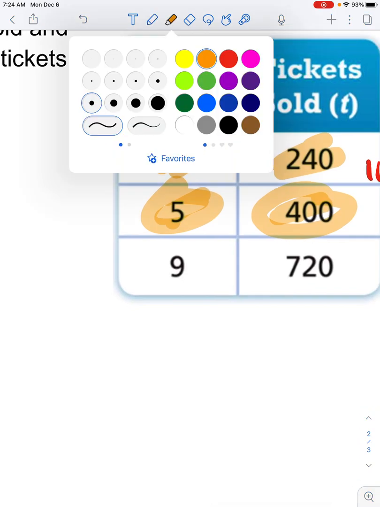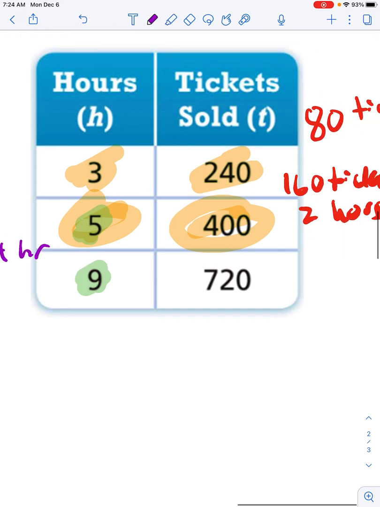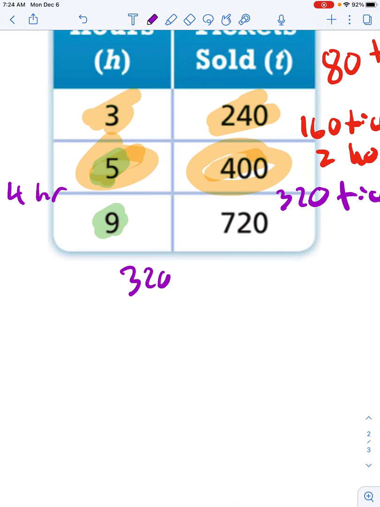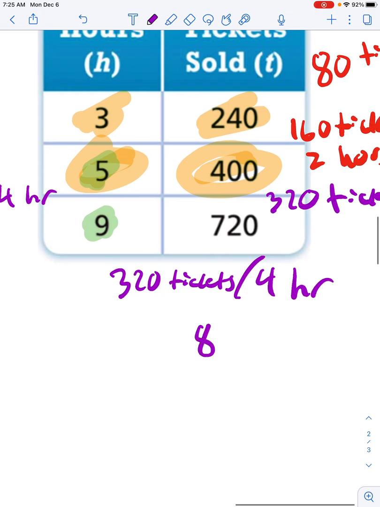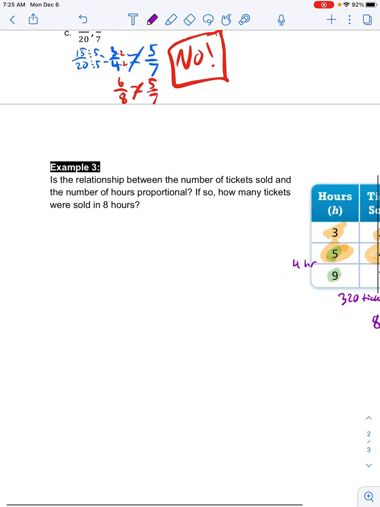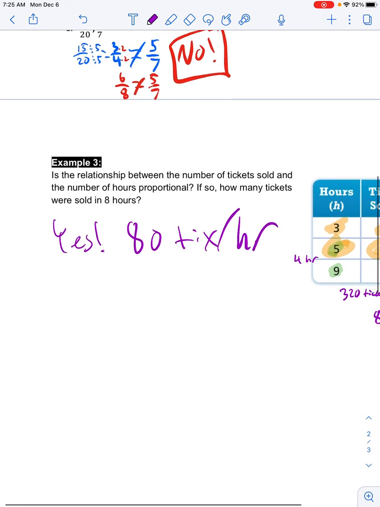So now I'm going to look at it from 5 hours to 9 hours. So that's 4 hours. And then from 400 to 720, that's 320 tickets. So 320 tickets in 4 hours. 320 divided by 4 is going to give me 80 tickets per hour, which is the same thing. So that's great. Yes, it's proportional. So yes, 80 tickets per hour.